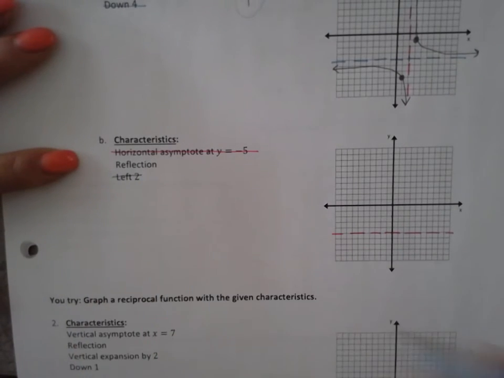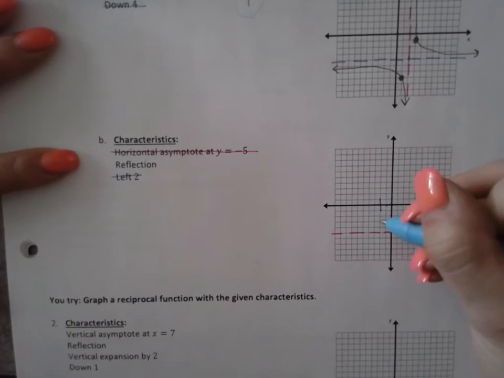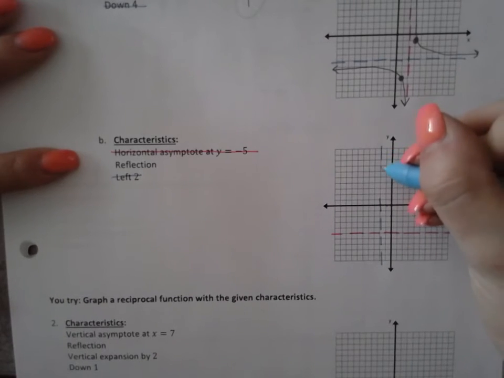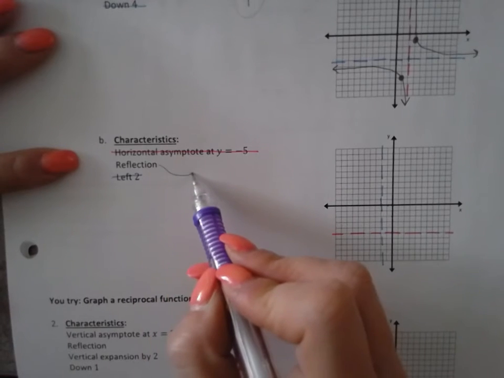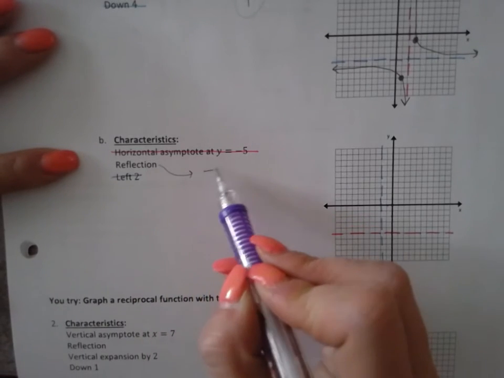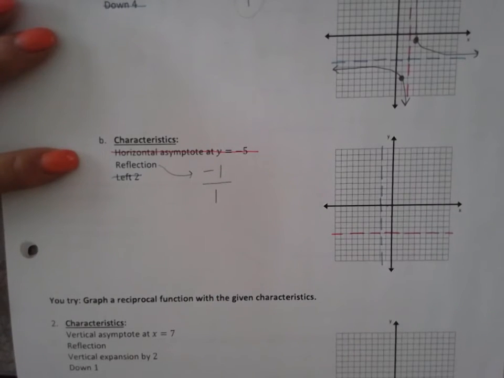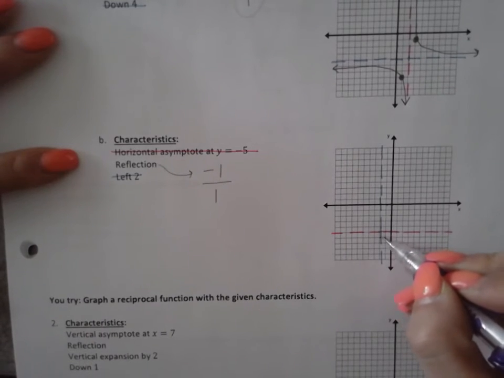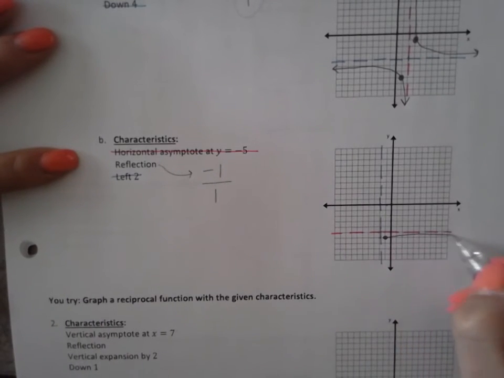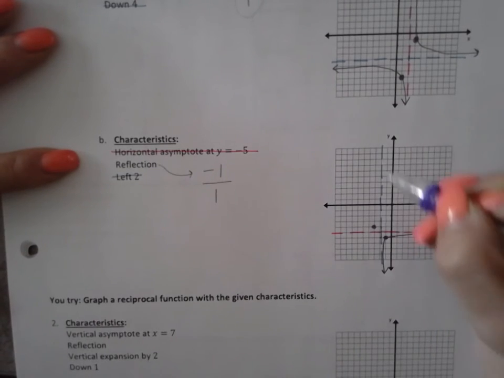I also need to move left 2. So starting at 0, 0, I'll go left 2 and put my dashed line. Okay, if it only says there's a reflection, it means my slope or top number should be -1, and you can put that over 1 if you like to have them as a fraction. So starting at this intersection point, I should go down 1 and right 1, and then I can fill in my curve. Opposite is up 1 and left 1.